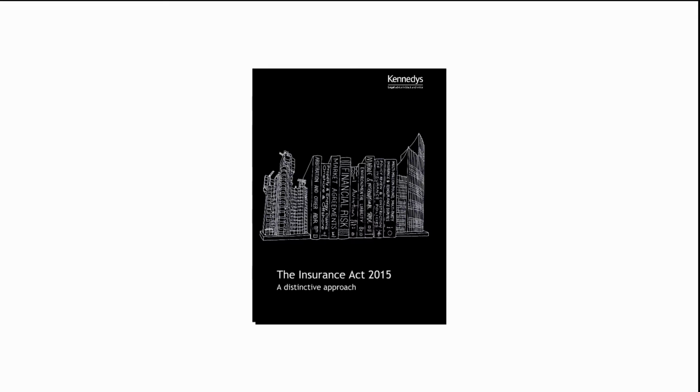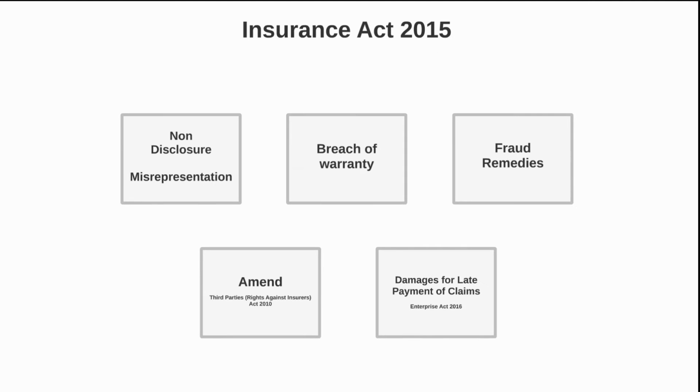In other videos in this series, we'll use the booklet to explain how the new law works and how it applies to claims. So what does the Act cover? Here are the key areas affected by the Act. Firstly, the law relating to non-disclosure and misrepresentation is codified into a new duty for insurers. That's called the duty to present the risk fairly. Remedies are changed too and are more proportionate. The remedies available for breach of warranty are also changed and are now more fair. And the remedies for fraud are codified for the first time. All these are covered in the booklet.